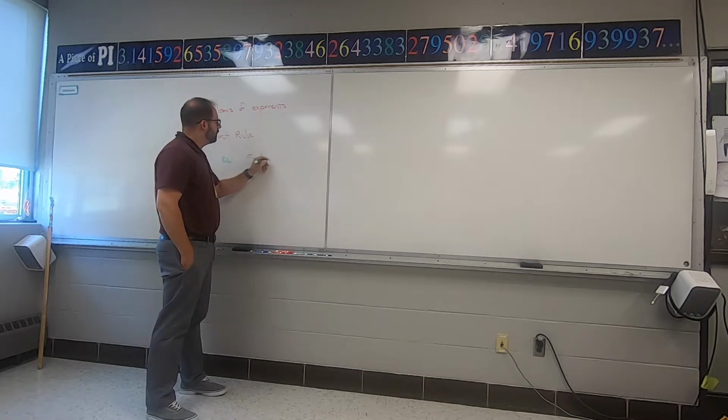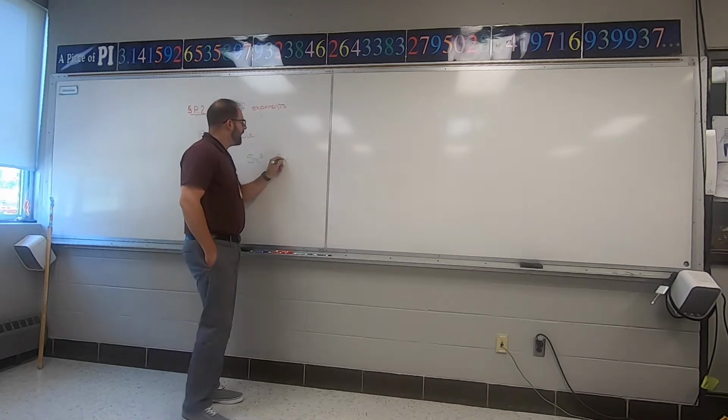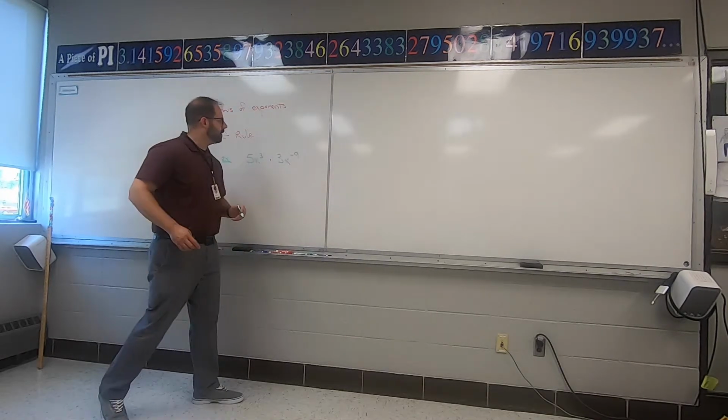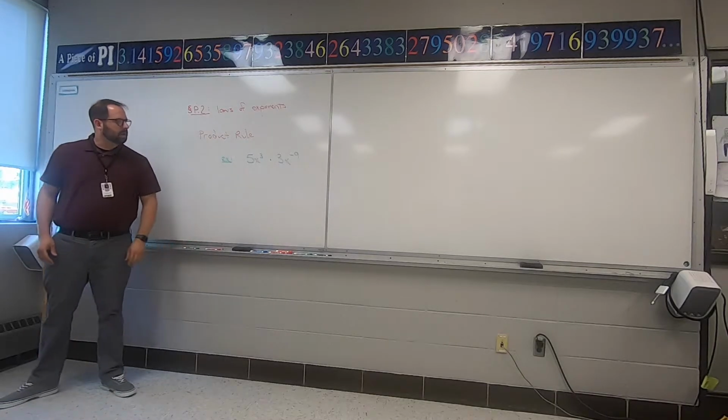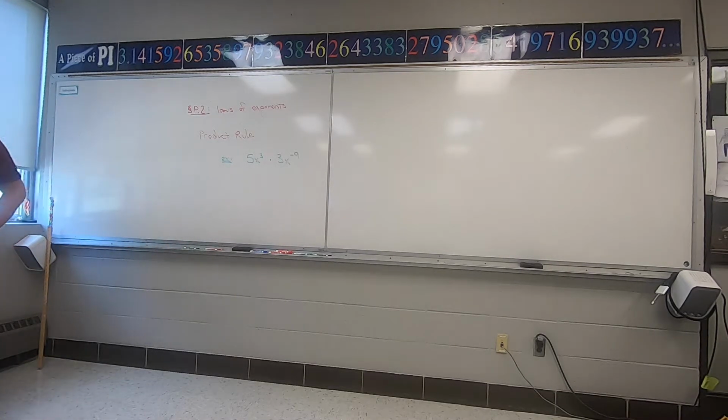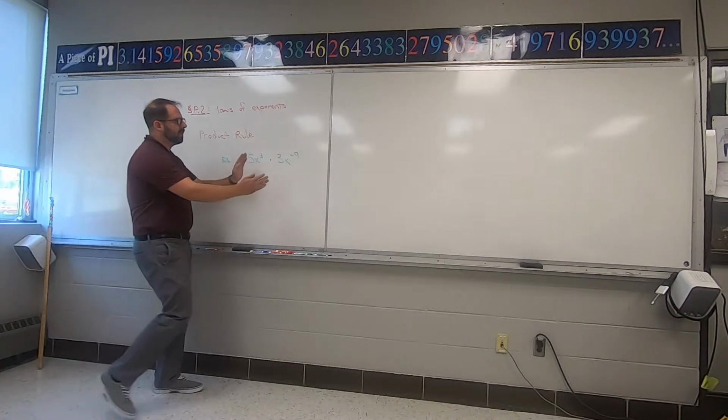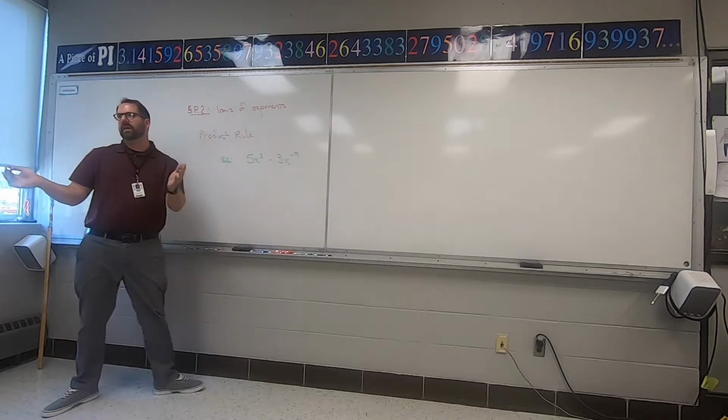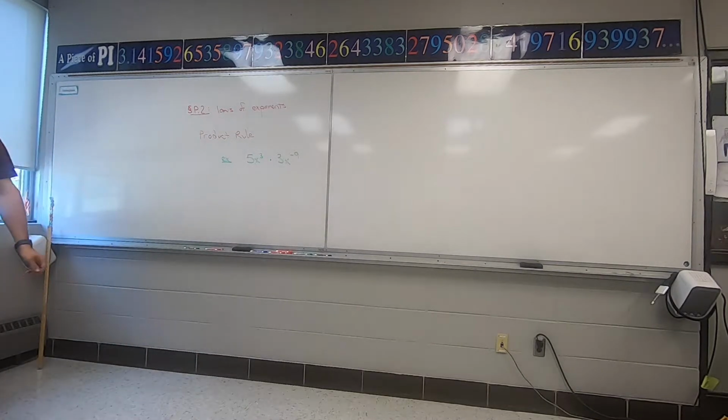5x cubed times 3x to the negative 9th. A little product rule. Sometimes they'll put dots between them, sometimes they put parentheses. It's the same problem, even if it puts a parenthesis around the 3x to the negative 9th. Same thing, just multiply it, product.